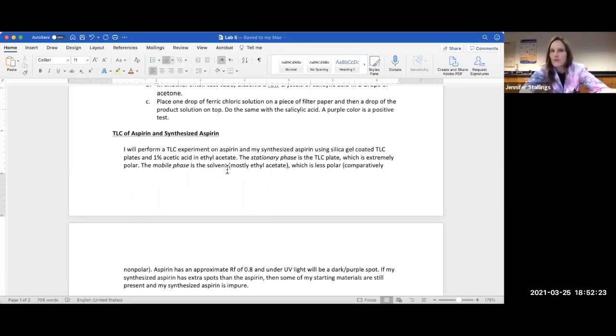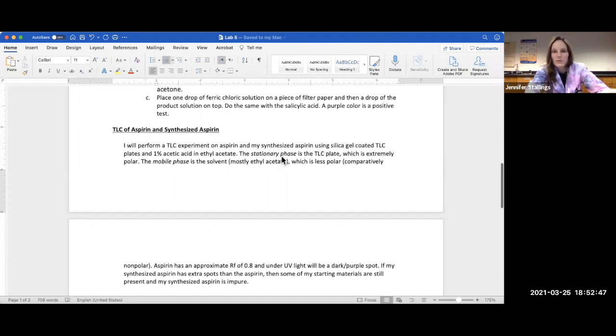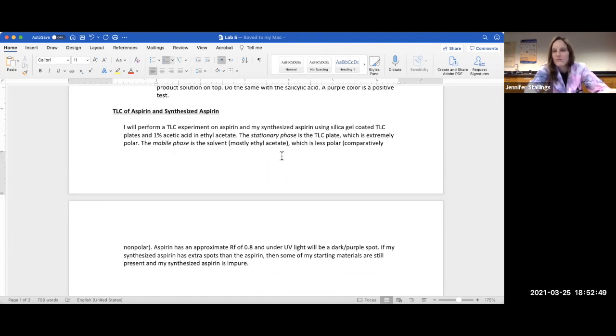We've talked a lot about hexanes with TLC, but depending on the solutes that you're using, you need to use certain solvents. So the experimental procedure for TLC of aspirin is you would use 1% acetic acid and ethyl acetate as your solvent. So what I'll be doing is I'll dissolve my regular aspirin and my synthesized aspirin in 1% acetic acid and ethyl acetate.